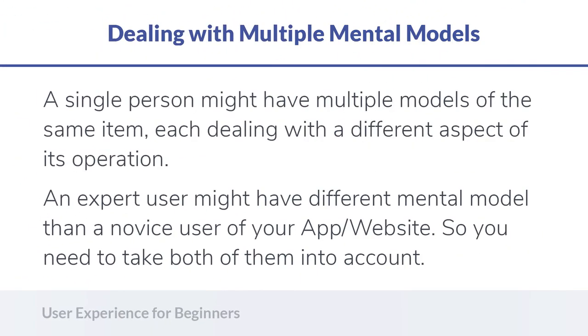A single person might have different or multiple mental models of the same item. For example, if I am using a microwave oven, I might think that to heat up liquids I need to use these buttons, and to heat up meat or some other thing, I need to use these buttons or this sequence. Also, there is one more thing you need to cater for: expert users and novice users. If you are developing an app, there might be some expert users who use the app in a totally different way, and they have a totally different mental model than your novice users. So you need to take care of both of these mental models, or both of these users.